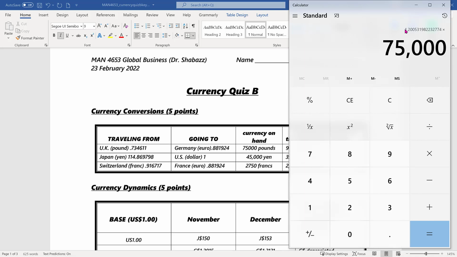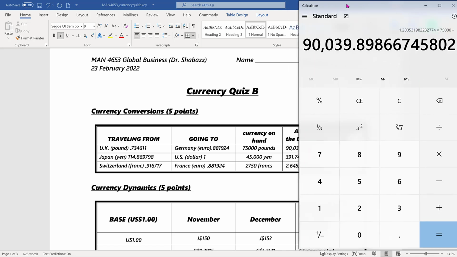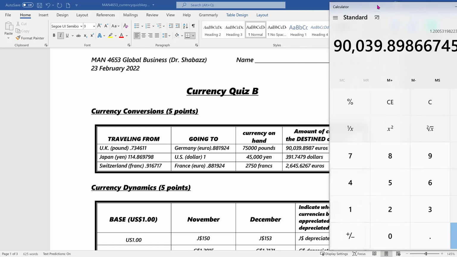Notice how I left this number in here. I didn't round off, and you need your calculator to show all the digits as far out as it can go. Don't have your calculator rounding because you're going to get a rounding error. And so we just multiply it and see that we are due 90,039 euros, 0.8986. And that can be rounded to 7. And then the others follow the same formula.